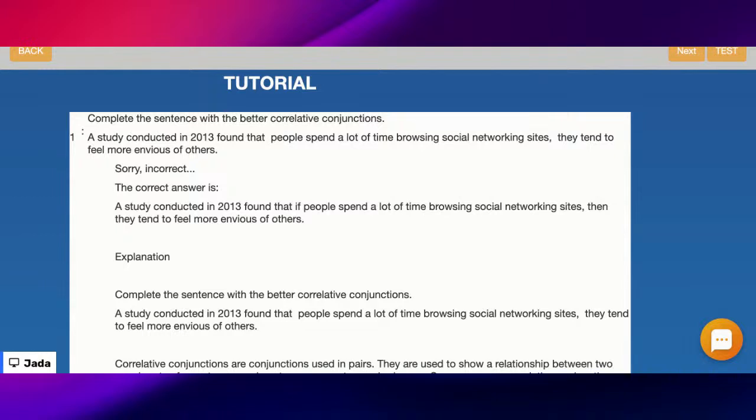So complete the sentence with a better correlative conjunction.